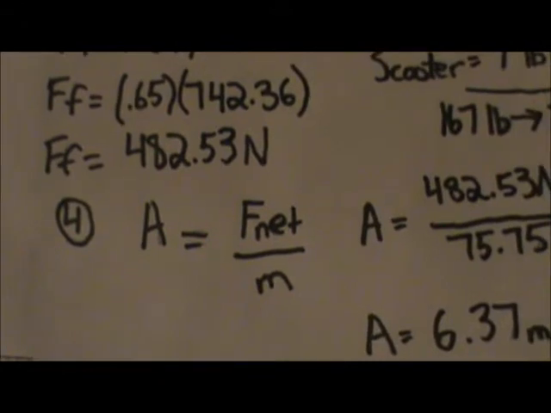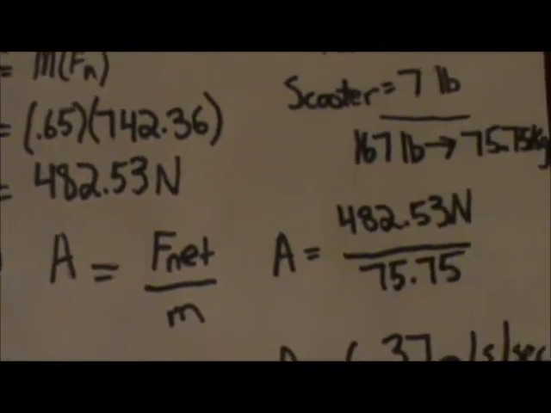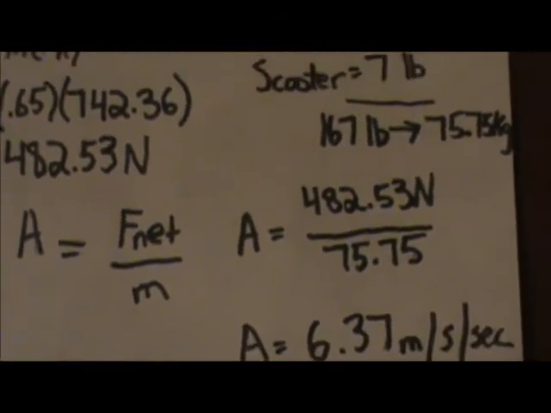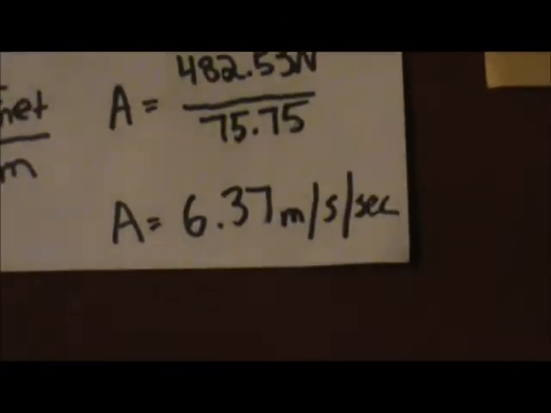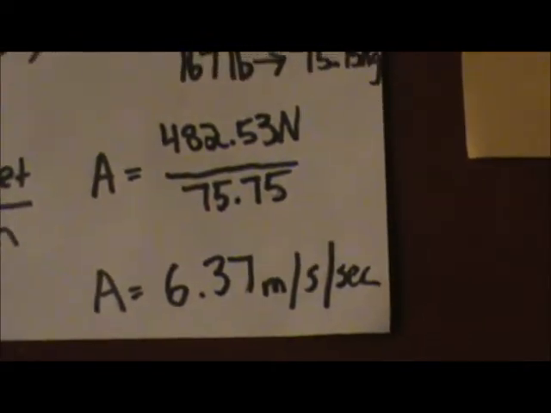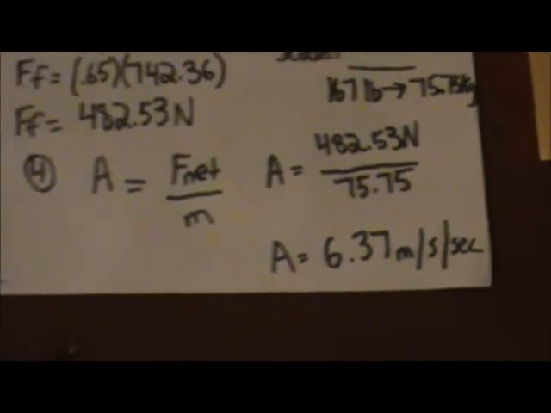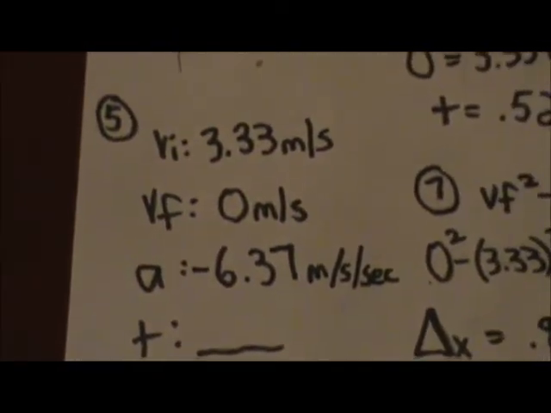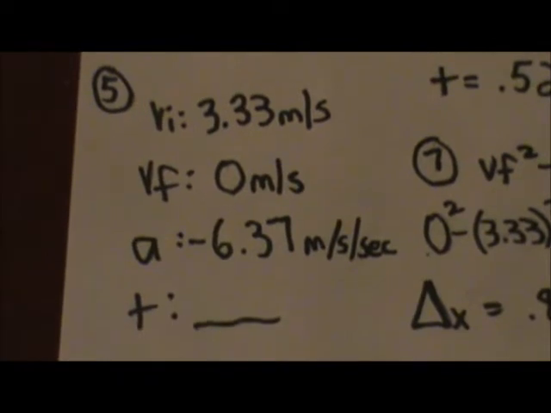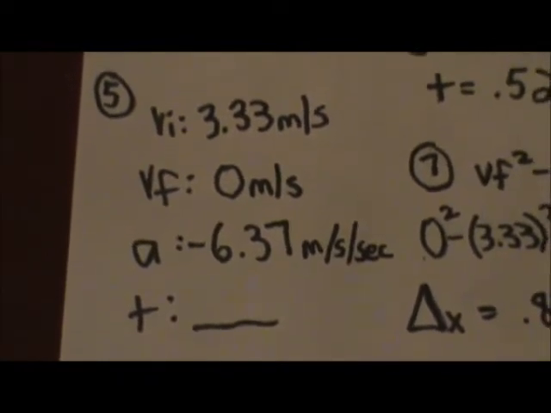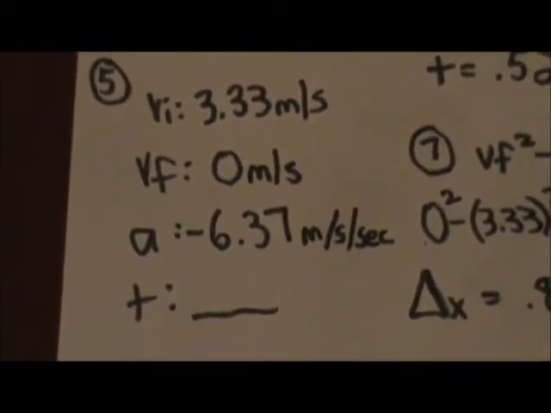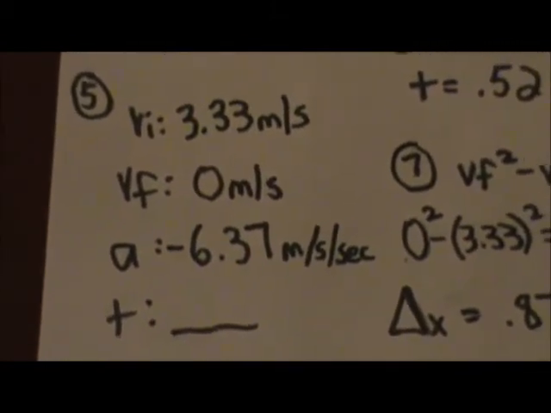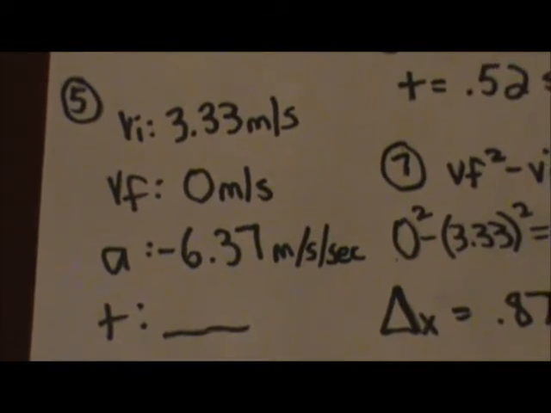For force net, we use the force friction, so force net is 482.53 newtons, and the mass that we solved for earlier. And the acceleration should come to 6.37 meters per second. The information that we have so far are velocity initial, which is 3.33 meters per second, velocity final, which is 0 meters per second, and acceleration, which is negative 6.37 meters per second. The reason it's negative is because you slow down and you come to a stop at the end.